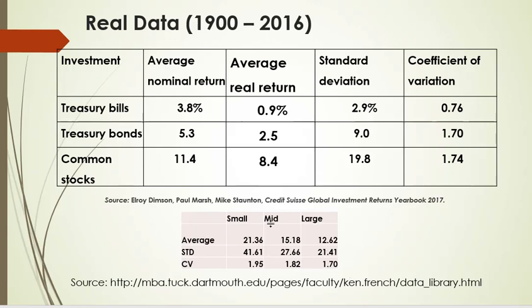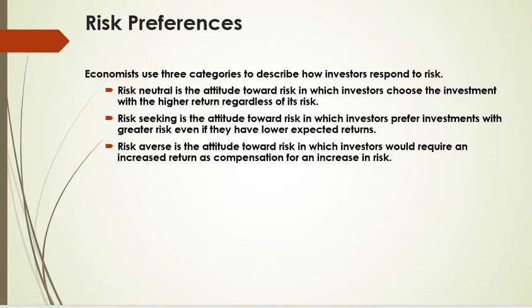So real stock data over this time frame, even broken down by size, shows that risk and return are related to each other. The lower risk assets have lower returns. So hopefully we can utilize this kind of information as we think about how risk and return affect decision making.